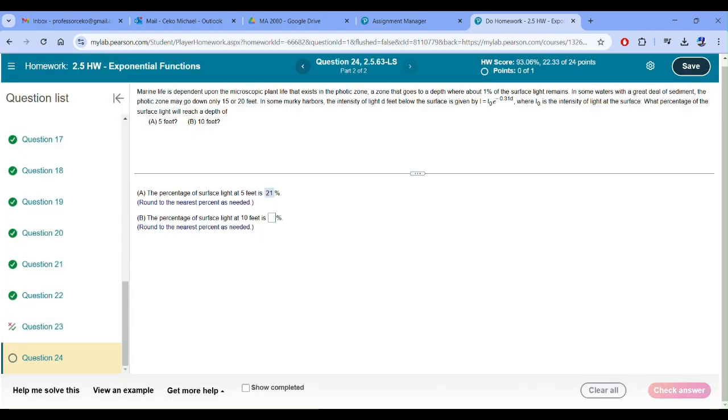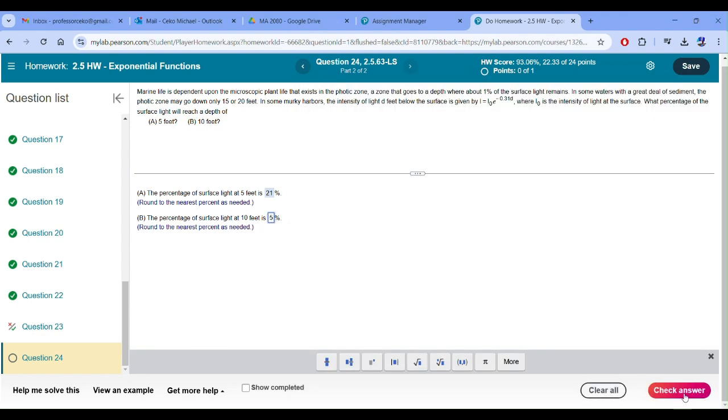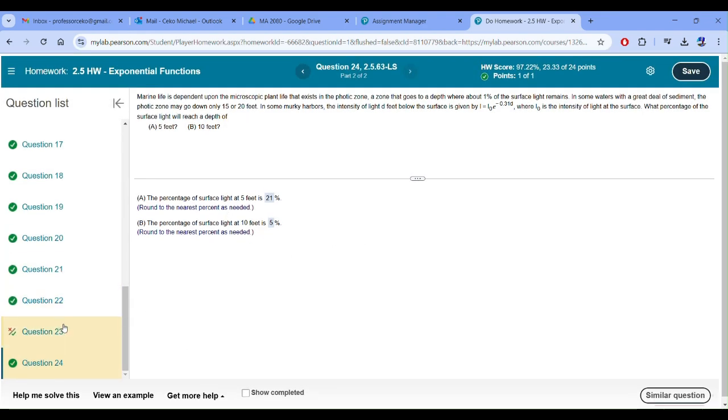And now at 10 feet, I would go back to here, and instead of 5, it'd be 10. And what percent of surface light? The nearest percent would be 4.5, so that'd be 5%, I think. There you go. And that is the homework assignment done.